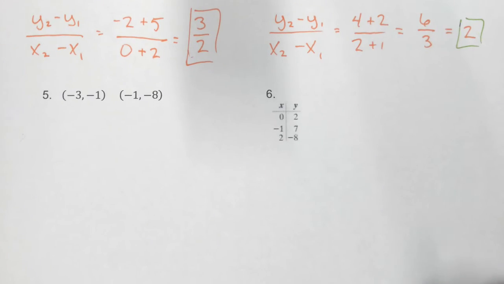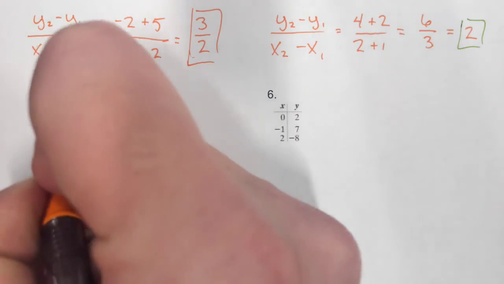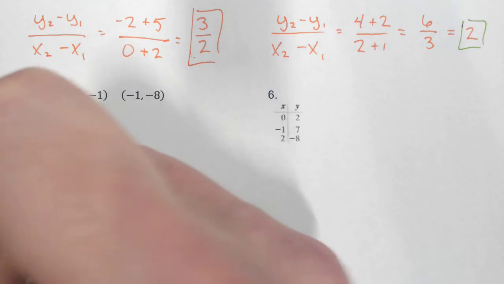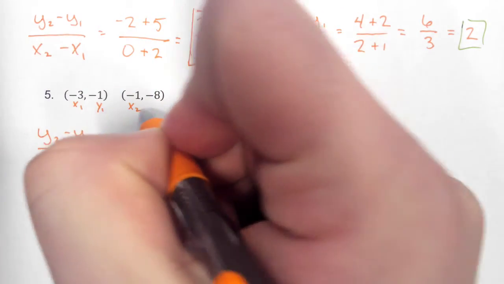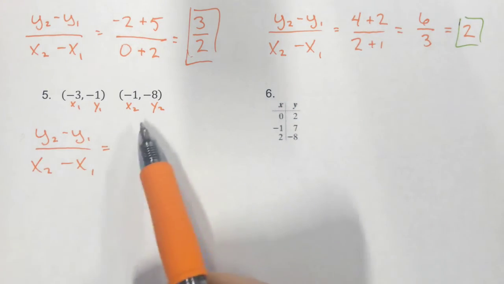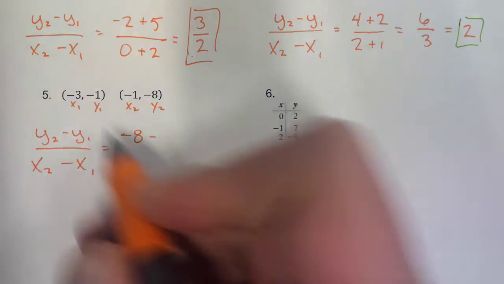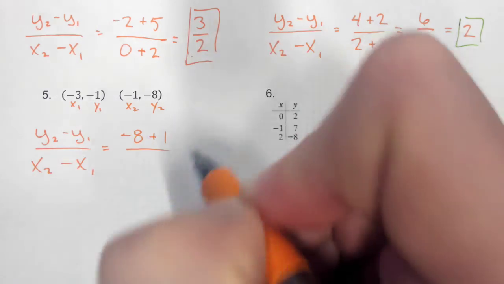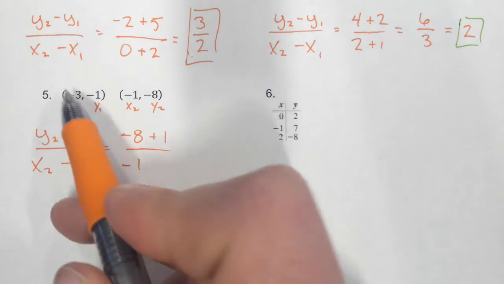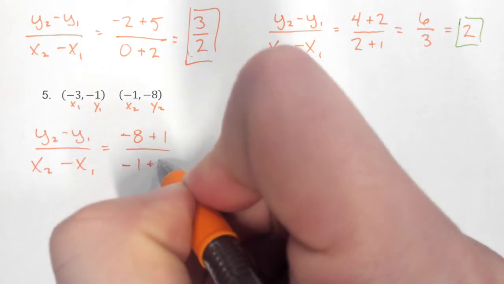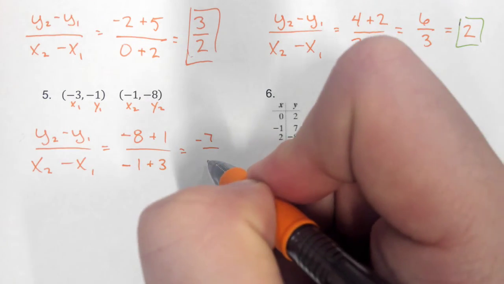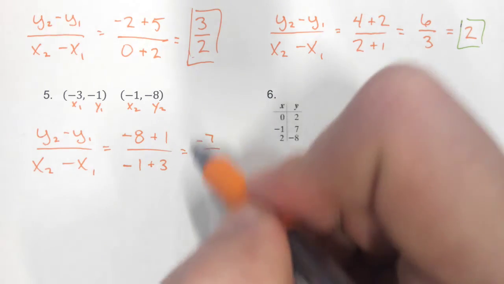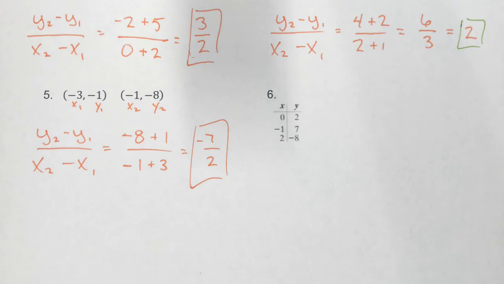Just 2 more examples, and then you can get started on your assignment. Start by writing your slope formula down. y2 minus y1 over x2 minus x1. Let's label them. x1, y1, x2, y2. Then all I got to do is plug them in. y2 is negative 8. Minus y1 is negative 1. So minus negative 1 makes plus 1. On bottom, x2 is negative 1. Minus x1, minus negative 3, is plus 3. Do the math. Negative 8 plus 1 is negative 7. On bottom, negative 1 plus 3 is 2. Does that fraction reduce? No, it does not. Negative 7 over 2 is my slope. It would be going down if we were to graph it from left to right.